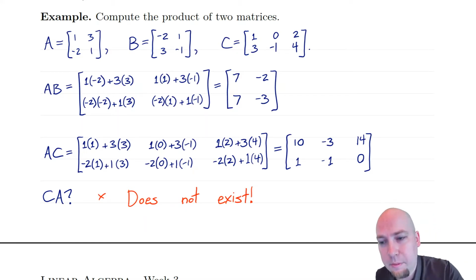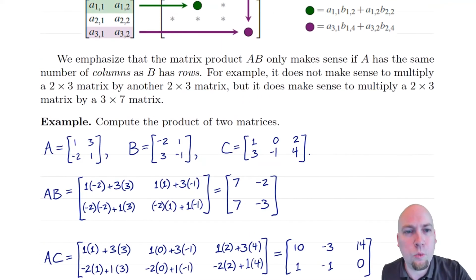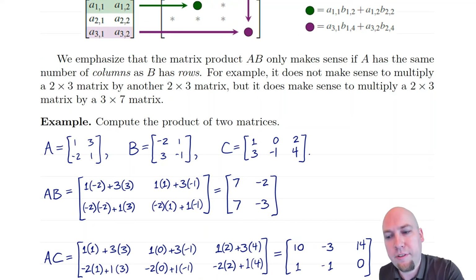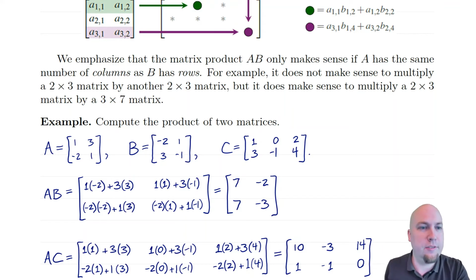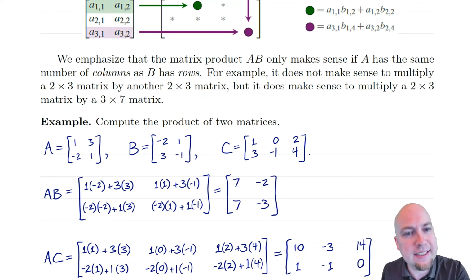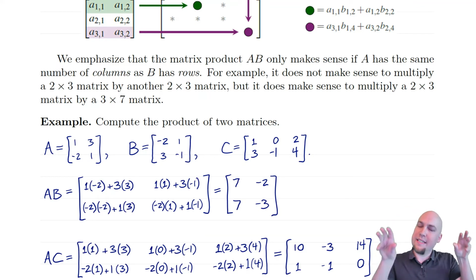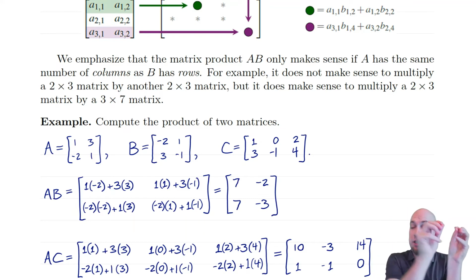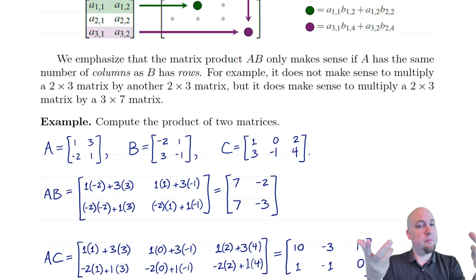All right, so let's talk about the size issue a little bit, okay? The way it works is for you to be able to multiply A times B, well, the first matrix has to have the same number of columns as the second matrix has rows, okay? That's the condition that guarantees you can actually do these dot products. Another way of saying this is when you do the multiplication, the inner dimensions have to match up.